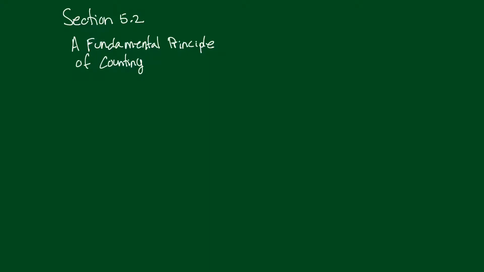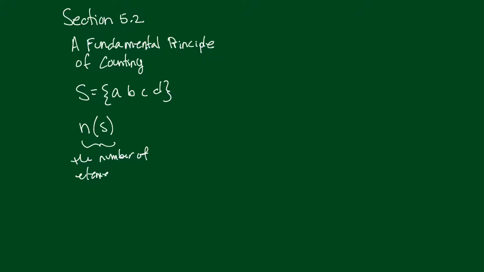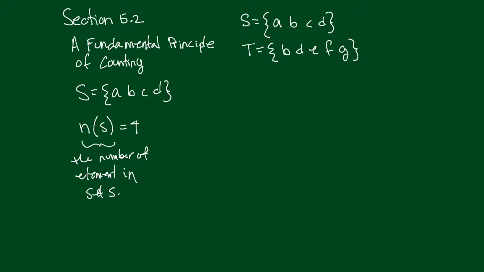This is a section in which we're going to start counting, so let's start here with some notation. Suppose I have a set S, and in this set S is A, B, C, D. Now I'm going to use this notation here, a lowercase n, parentheses S, and that's going to mean the number of elements in set S. So in our case, we would write this. This would be 4.